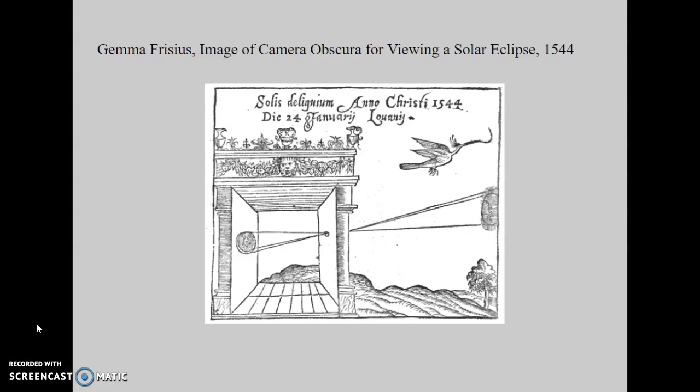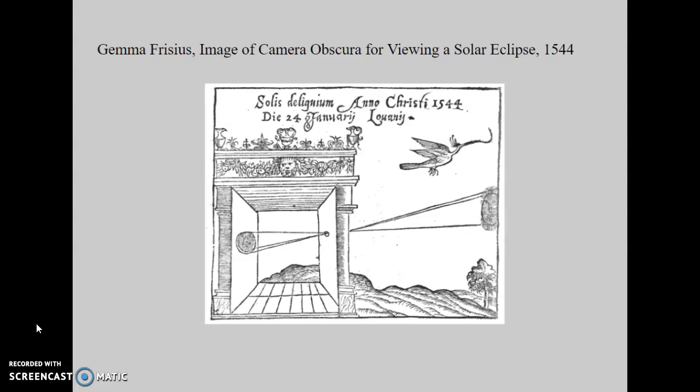The original camera is what we call the camera obscura, which is a Latin phrase that means dark room, and it was used as a scientific instrument rather than, as we might think of a camera being used today, to record an image. It was typically used to look at things that were too bright or that were somehow harmful to the naked eye. So it was used commonly to do things like view solar eclipses or to look at the sun.